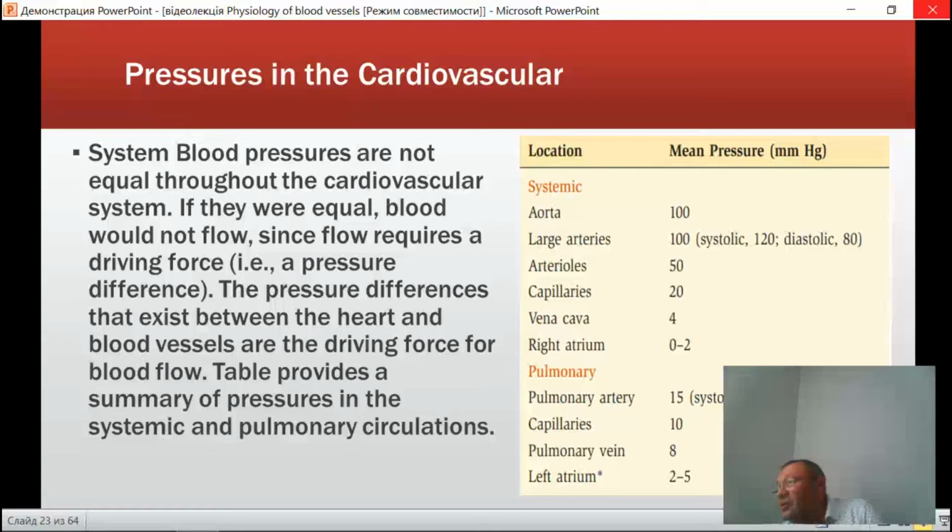In pulmonary circulation, the pulmonary artery has higher pressure, near 15 millimeters of mercury, and it changes during systole and diastole. During systole it equals 25, during diastole near 8 millimeters of mercury. In capillaries, 10 millimeters of mercury. The pulmonary vein has 8 millimeters of mercury, and last, the left atrium pressure is near 2 to 5 millimeters of mercury.